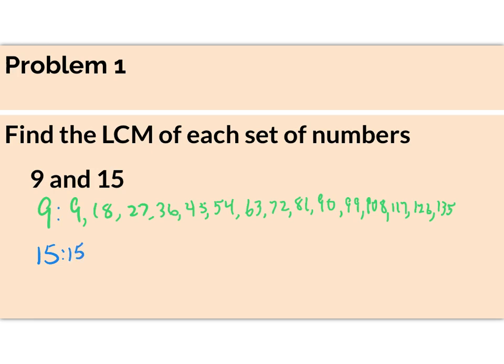Okay, let's run through our 15. 15 times 2 is 30, 45, 60, 75, 90, 105, 120, 135. Okay, let's see. What do we have that's the lowest number that's common? 90. Look at that. 90 and 90. There we go. That's the lowest common multiple.